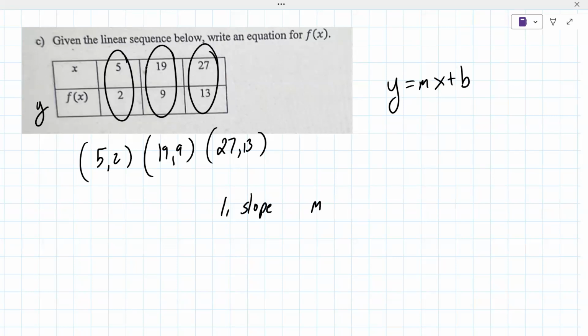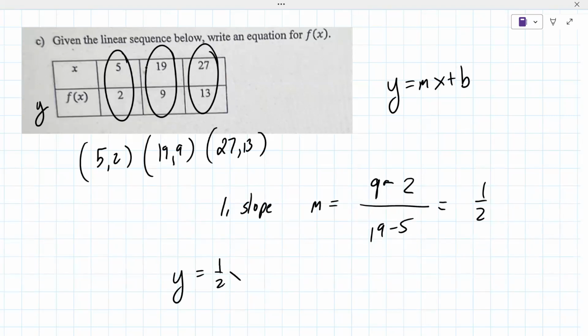Four over eight. Okay, in lowest terms. Oh, 1/2. So now you're going to write y equals 1/2 x plus b, and you can choose any of the ordered pairs. You're going to solve for b.